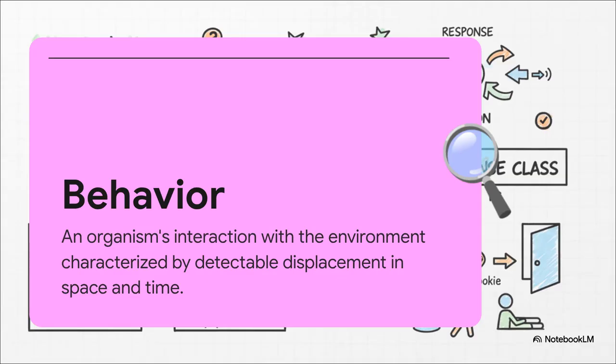Okay, I know. You see that textbook definition and your eyes might start to glaze over a bit, but let's just break it down. It really just means three simple things. One, it's an interaction. An organism is doing something with its environment. Two, there's movement, some sort of displacement in space. And three, it causes a change that we can actually detect and measure. That's it. Not so scary when you put it that way, right?